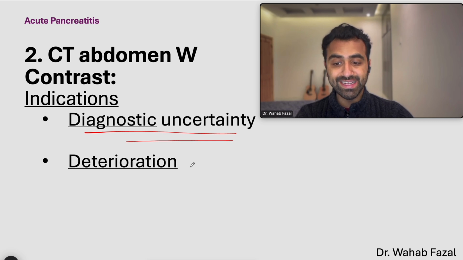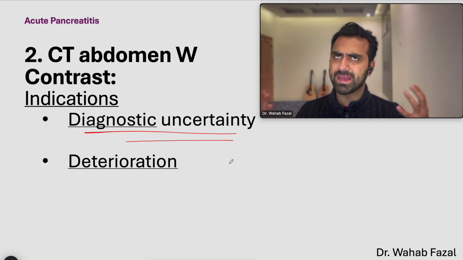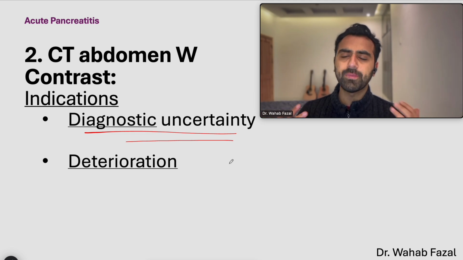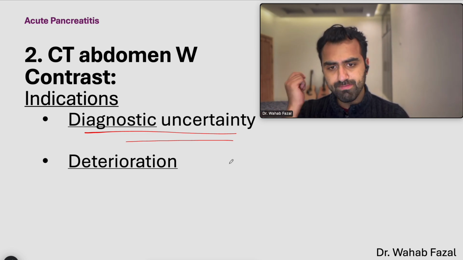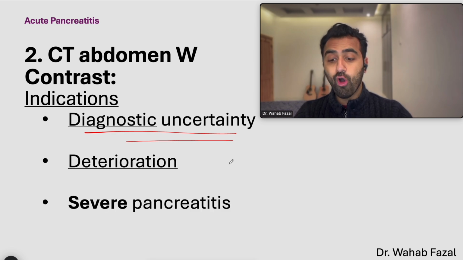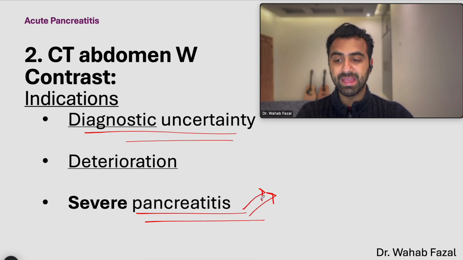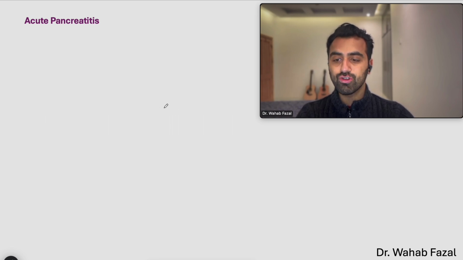Or you're getting that deterioration in the patient and you're unsure whether this is pancreatitis or not. You're trying to resolve the pancreatitis, but this pancreatitis is not improving and this patient is getting worse. You should get a CT abdomen with contrast. Or it's very, very severe. You did some diagnostics, you used some severity criteria and you just found out that this patient might actually be having severe pancreatitis. Therefore, you need to get CT abdomen with contrast.